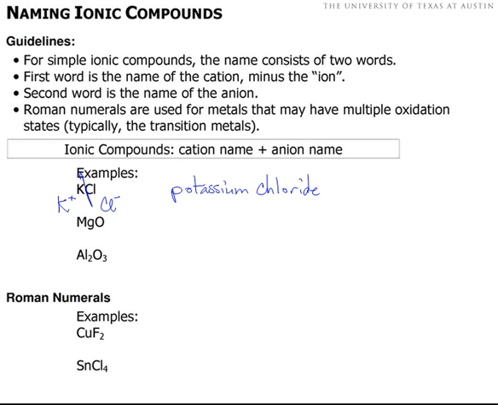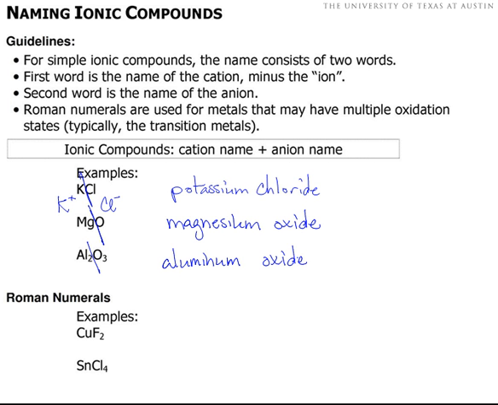I can do that again for MgO. Break it into its component pieces, cation versus anion. Very easy to do with only two elements involved. I have magnesium ion and oxide ion. MgO is called magnesium oxide. Al with O, I have aluminum ion with an oxide ion, and the substance as a compound is aluminum oxide.